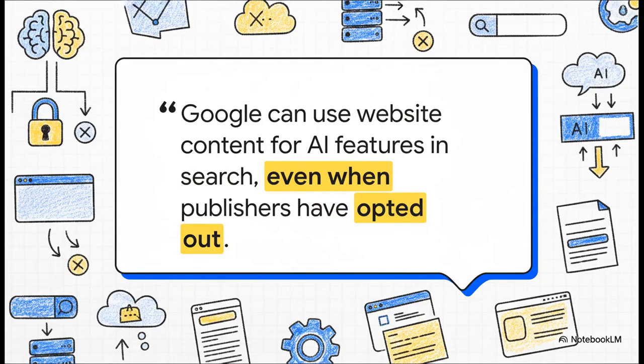And there it is. That's the bombshell. In a recent court case, Google actually admitted that even if a website owner explicitly tells them not to use their content for AI training, Google can still use that content for its AI features inside of search, like those AI overviews we just talked about.